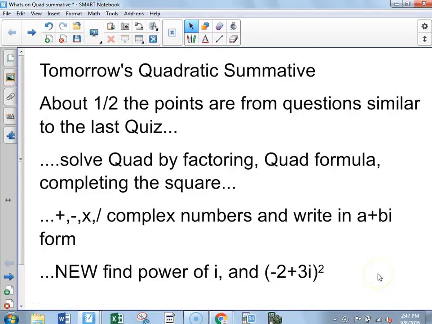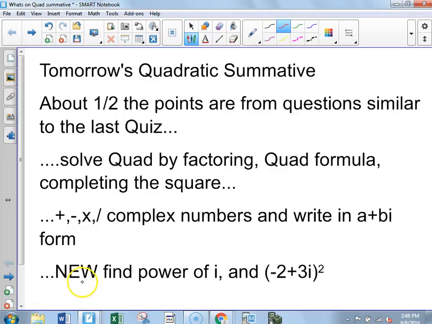All right, so the summative on quadratics tomorrow, almost half the points or more than half the points are very similar to the quiz that we had already on this chapter. Yes, you know what I'm talking about. Solve by factoring, solve by completing the square, solve by quadratic formula, solve by square rooting. Is that most of them? And then it also has on it simplify, like add, subtract, multiply, and divide complex numbers or imaginary number stuff, okay? So that's over half the points right there. In addition to that, I'm going to go through what else is on the test.